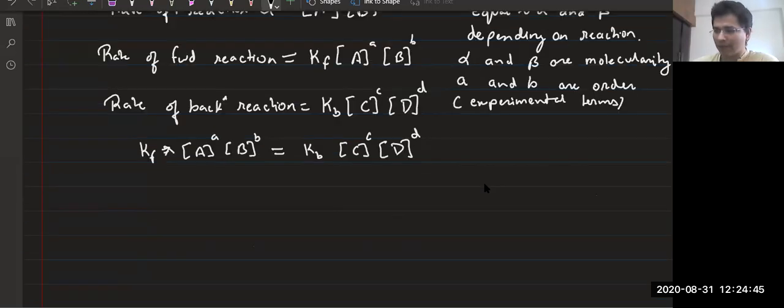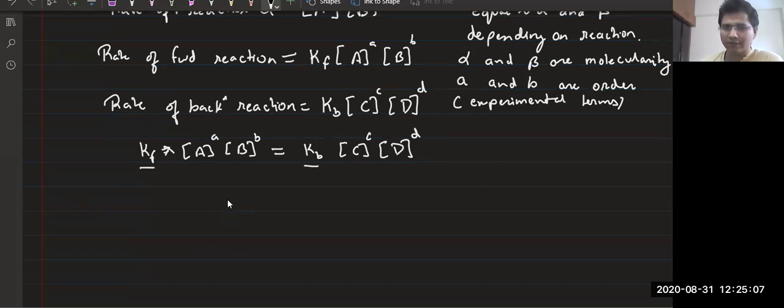I hope everything is clear till this point. Now tell me here, what are the constants? Tell me, everyone, what are the constants? Kf and Kb are constants. Yes or no? Right? Kf and Kb?